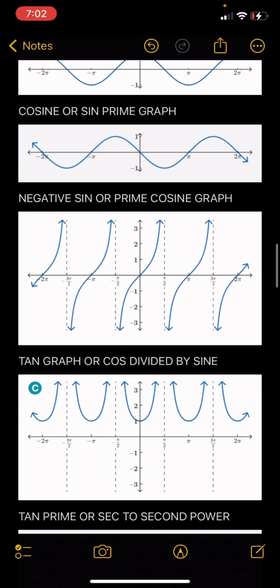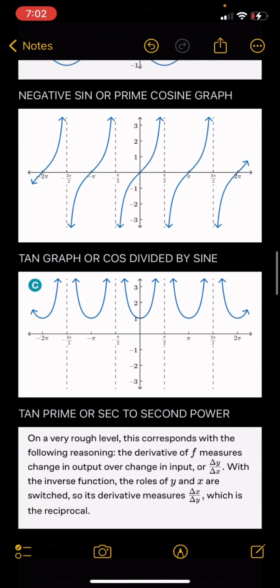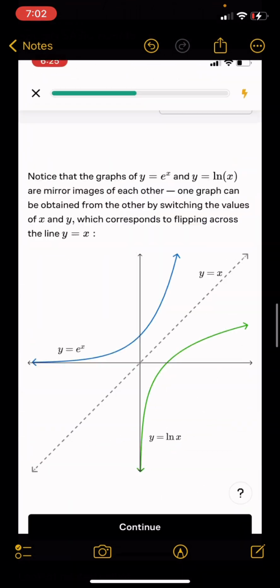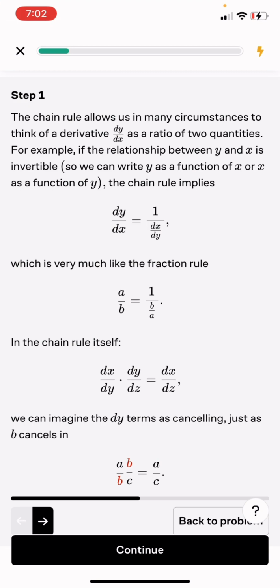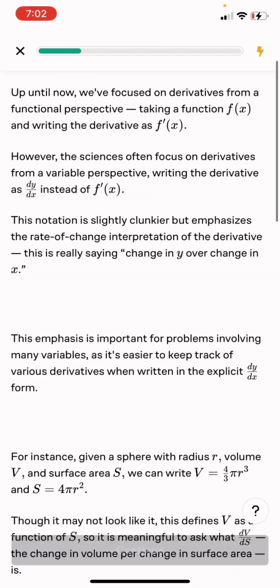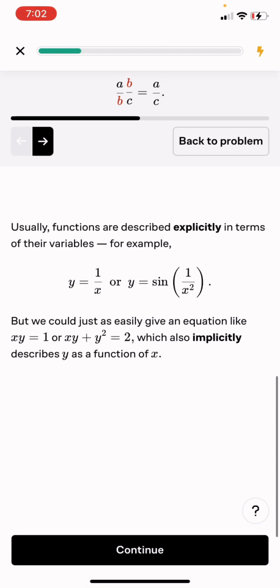Sine, cosine, prime, and tangent, intersect, and then continue. Why have these lessons felt so long? I feel like they're feeling longer for some reason.